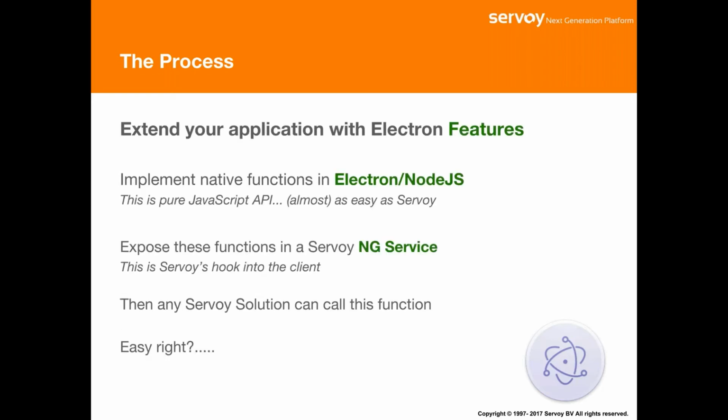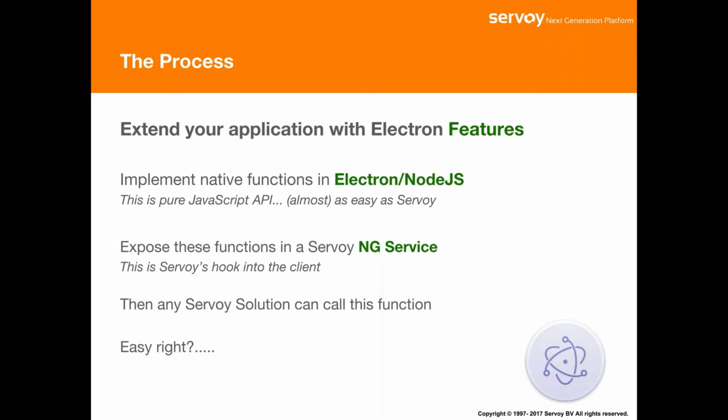Now, apart from just running the NG client inside of Electron, you can take advantage of what's available in the underlying libraries. To do that, you'd want to implement a native function in Electron, which is really Node.js. I didn't really have any experience with Node.js, and I didn't really have any problem to do some of the things that I just did. It's just a pure JavaScript API. It's pretty easy, kind of like Servoy.